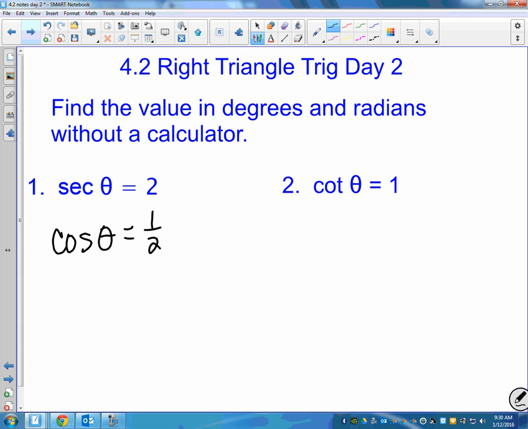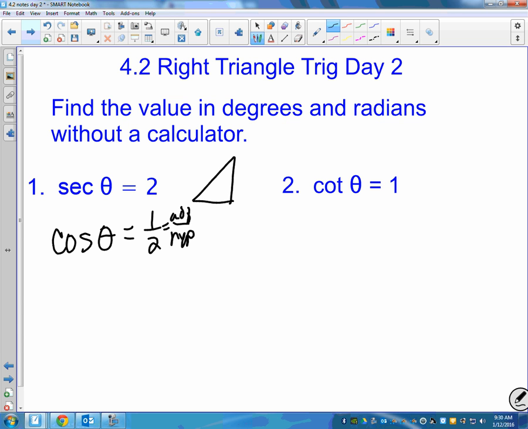So cosine of theta equals 1/2. I want to know what angle has a cosine of 1/2. You can look right above you because it's there, but on a test you're not going to have that right above you. So you want to be able to say, all right, it's one of those special angles, because I'm not allowed to have a calculator. It's one of those special angles. So 1/2, this is telling me that the adjacent side is 1 and the hypotenuse is 2.